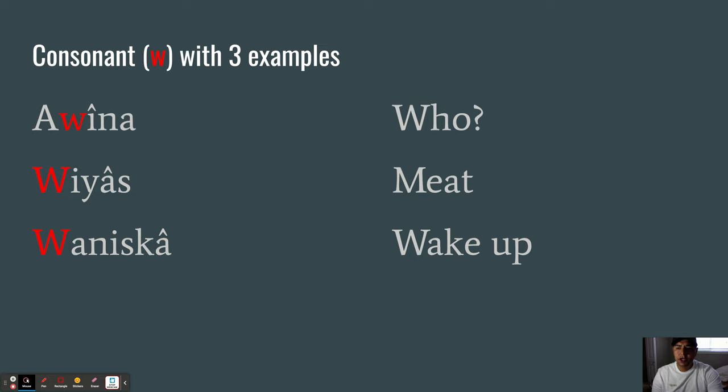Consonant W with 3 examples. Awina, awina, who? Wiyask, meat. Wanska, wake up.